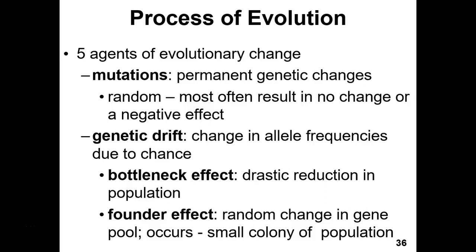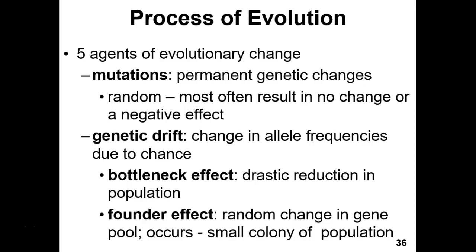Genetic drift. So this is a change in allele frequencies due to different environmental activities. So you might have a natural disaster that kills off a large group of the population, or you might have hunters kill off a large group of a population. And that decreases the number of alleles, which then can cause problems.